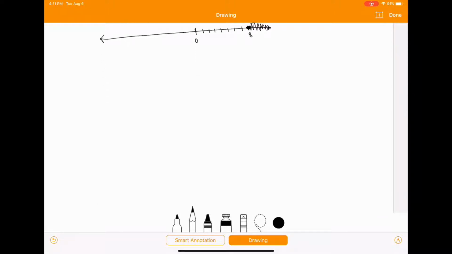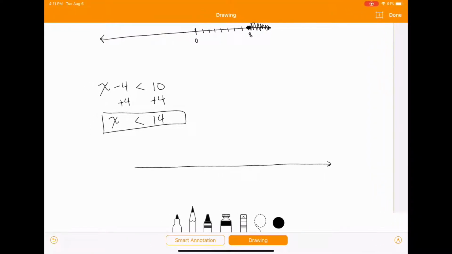If we had an inequality that was x minus 4 is less than 10, you'd add 4 to each side, and you'd have x is less than 14. So this would be your answer if you wanted to plot that on a number line. Put your 0 in here. You come out 1, 2, 3, 4, 5, 6, 7, 8, 9, 10, 11, 12, 13, 14. Now we just want x that is less than 14. So we're going to leave this circle open because it's not equal to 14. And it's less than 14, so we fill in everything to the left.